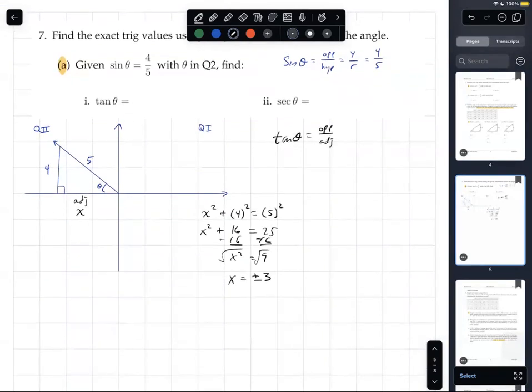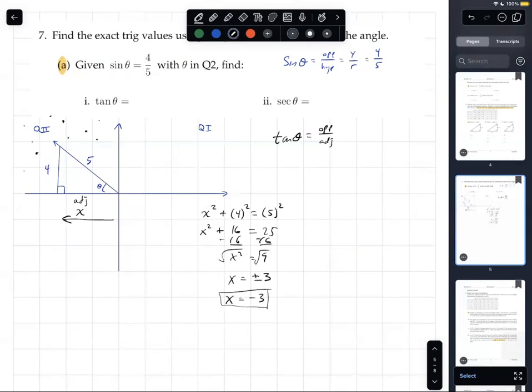Now, which of those two values of x do we want? The positive 3 or the negative 3? Negative. Yes, in this case we do want the negative one because now we're in quadrant 2, which has values of x that are negative. Choose any point over here in quadrant 2, its x value is negative and its y value would be positive. We're finding the x value, so we know that it's going to be negative 3.